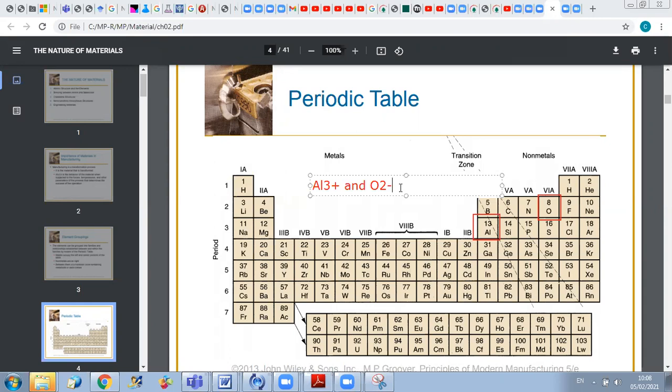2 and 3. Yes, 2 and 3. Very good. Because if I have 2 Al, 2 Al can give 6 electrons. And in this case, I need 3 oxygen atoms to gain. So I need 3 O to gain 6 electrons. So the resulting compound will be Al2O3.